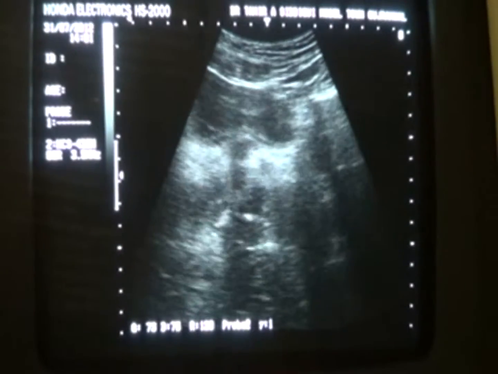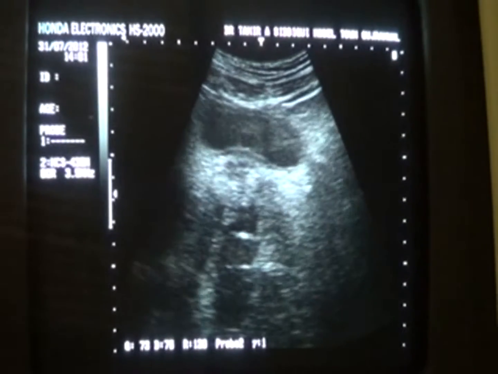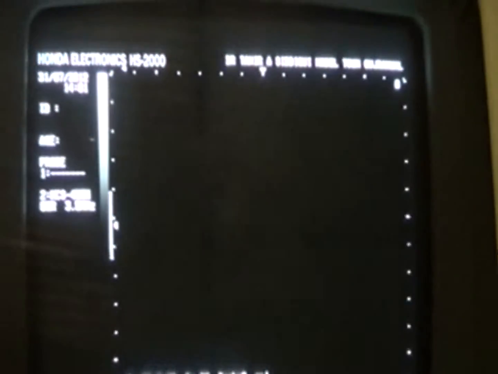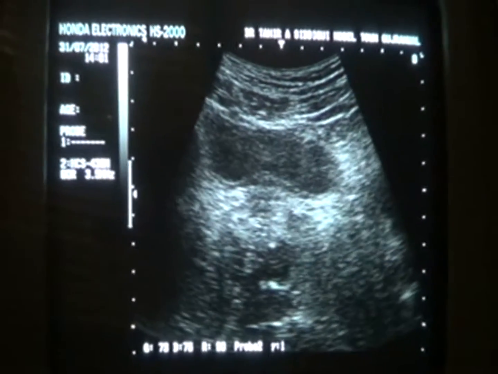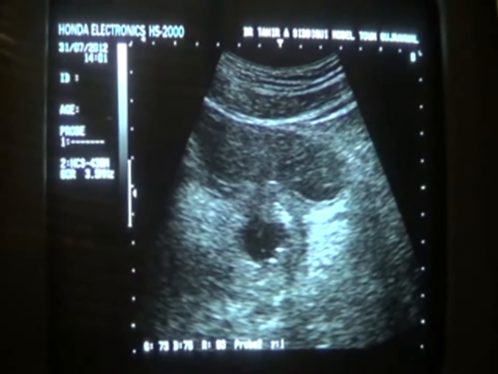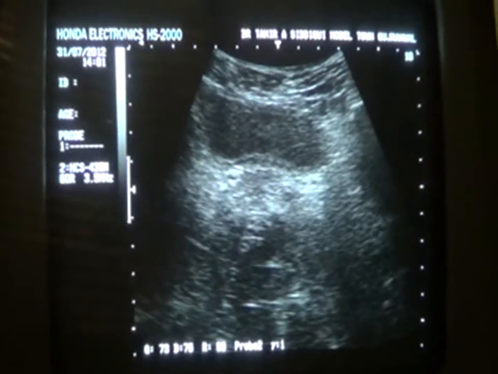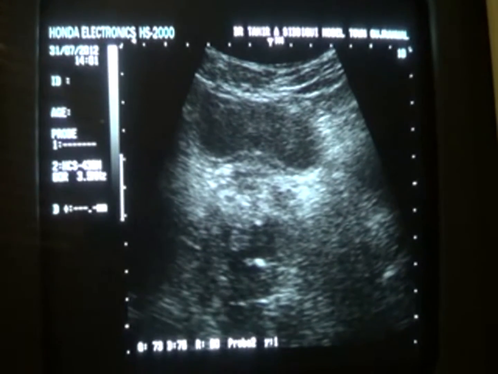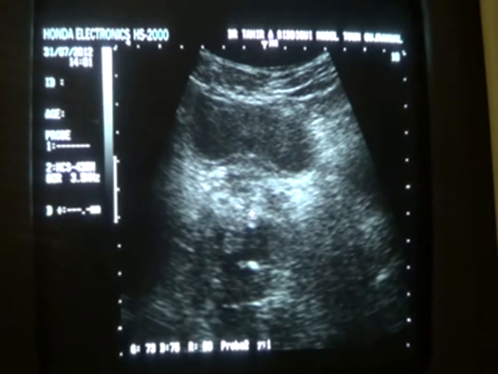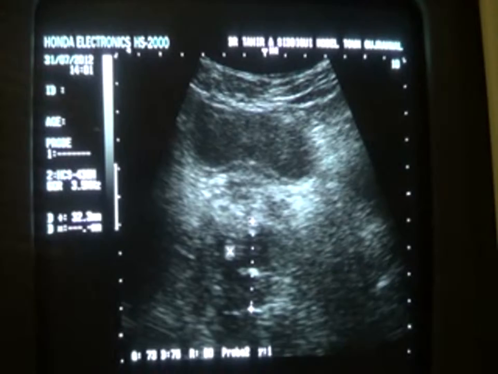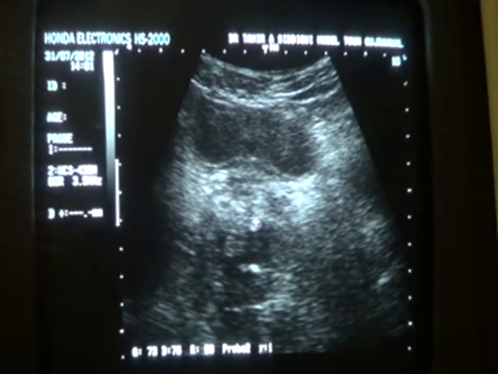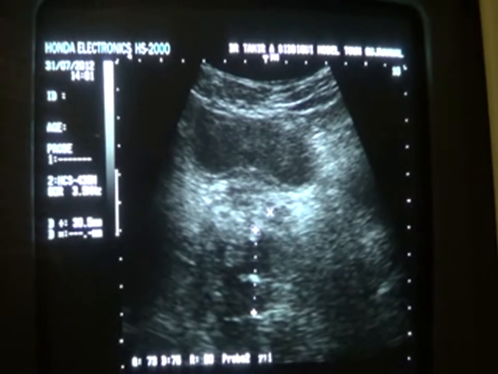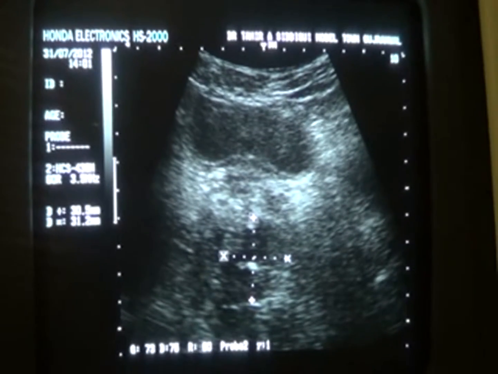Now this is again a transverse section of the prostate with another cystic area seen in the posterior left lobe. This is the first one, and now this is the second one. This is the first one, this is the second one, and this is the area. This is the cystic area. It measures 3.2 by 3.0 by 3.1 centimeters.